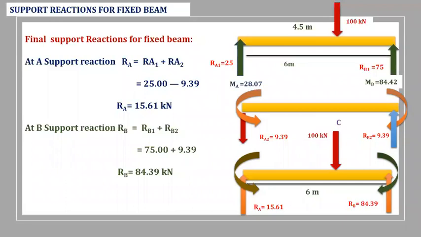After you solve one or two problems, you can directly note down the values. So first I will take one diagram. So that is RA1, RB1. So these values are obtained from the 100 kilonewtons.